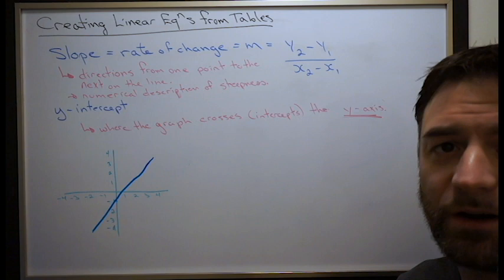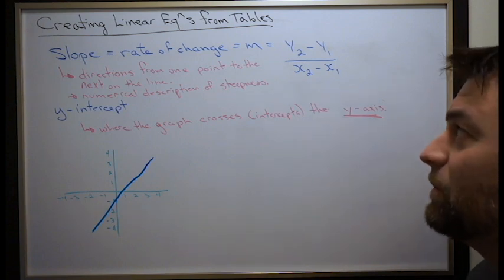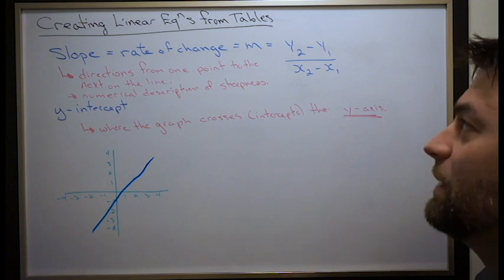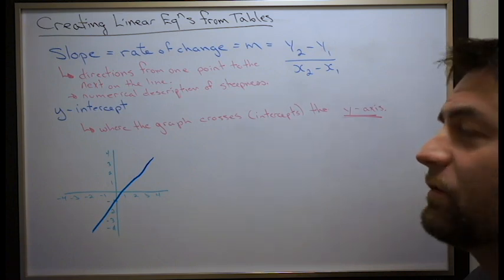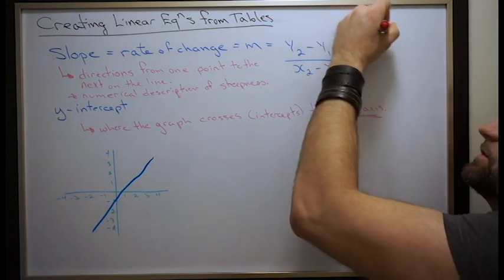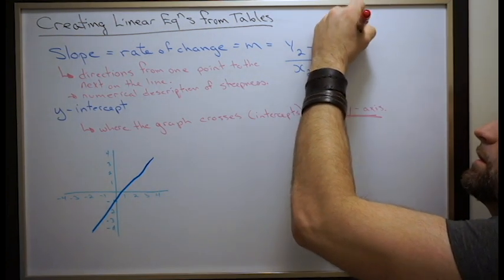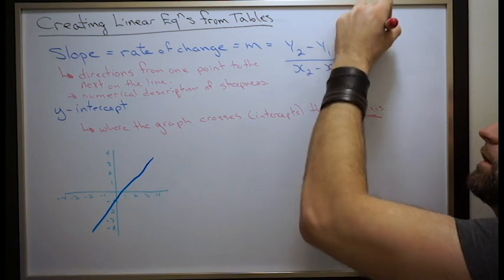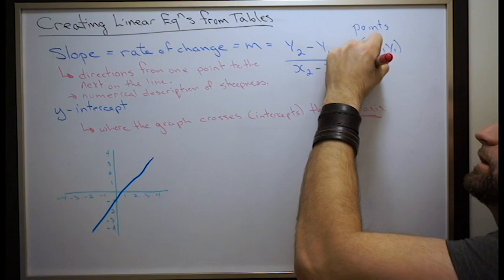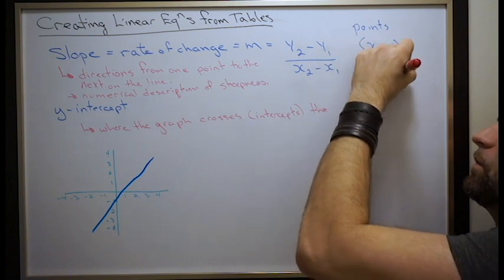Slope is represented by the letter m in our equations, and slope has a calculated formula of taking y2 minus y1 over x2 minus x1. And what that is, if you're given 2 points, x1, y1, and x2, y2.